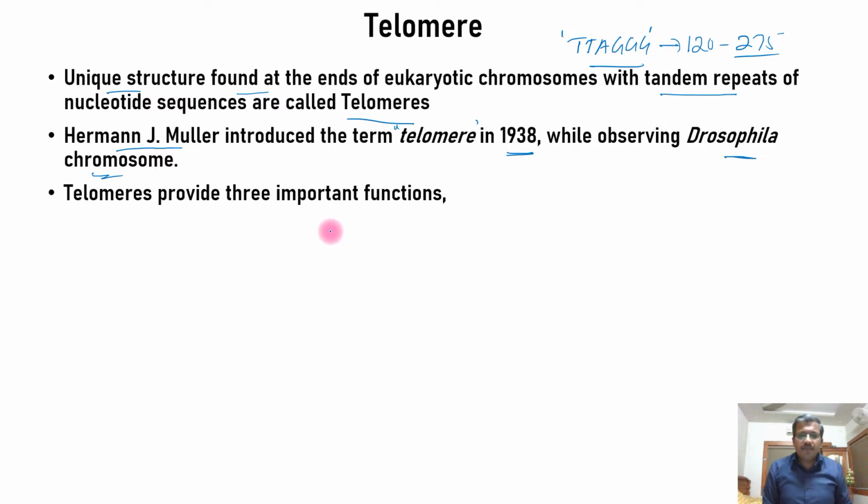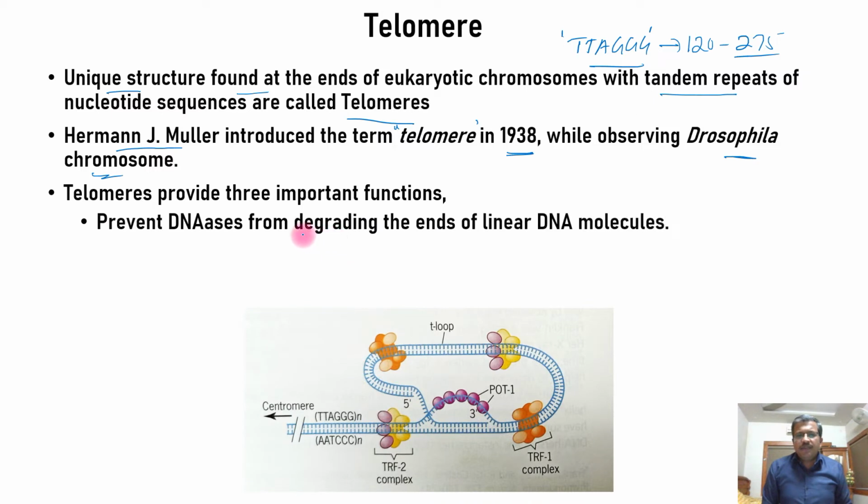So, what are the main functions provided by the telomere? First, it prevents DNAase, the deoxyribonuclease degrading enzyme, from degrading the ends of linear DNA molecules. It prevents DNAase activity at the terminal portion, because linear DNA molecules are more susceptible to DNAase activity. That is prevented by the presence of the telomere.